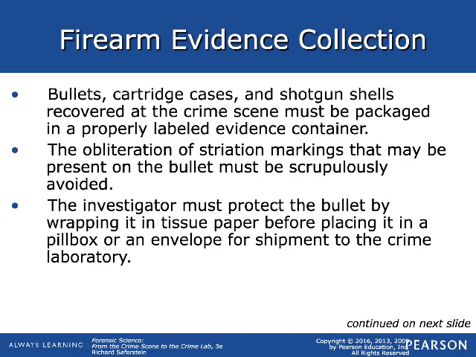Okay, bullets, cartridge cases, and shotgun shells that are recovered at the crime scene need to be packaged in properly labeled evidence containers. The obliteration of striation markings that might be present needs to be avoided. So you don't want to accidentally smudge away or damage some of the markings that could be used to identify where the bullet came from. Okay, the investigator must protect the bullet by wrapping it in tissue paper before they place it in a pill box or an envelope to ship it to the crime lab.